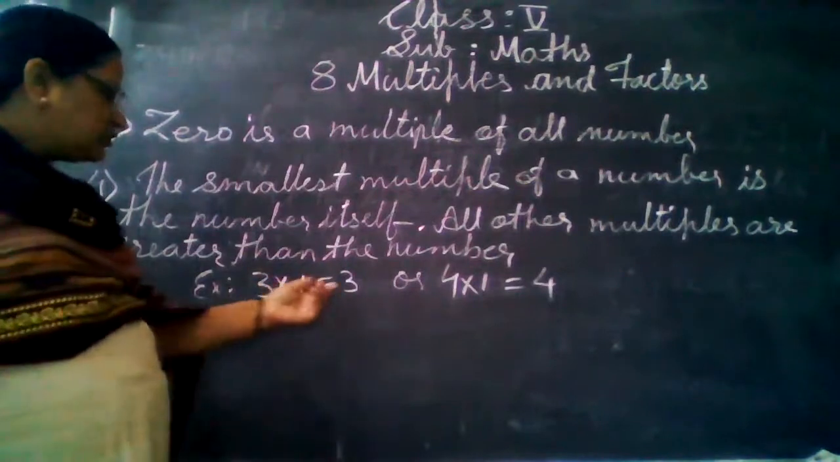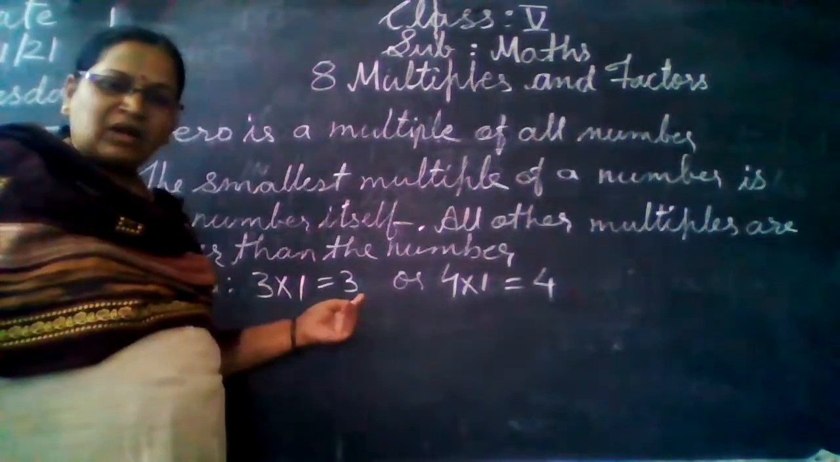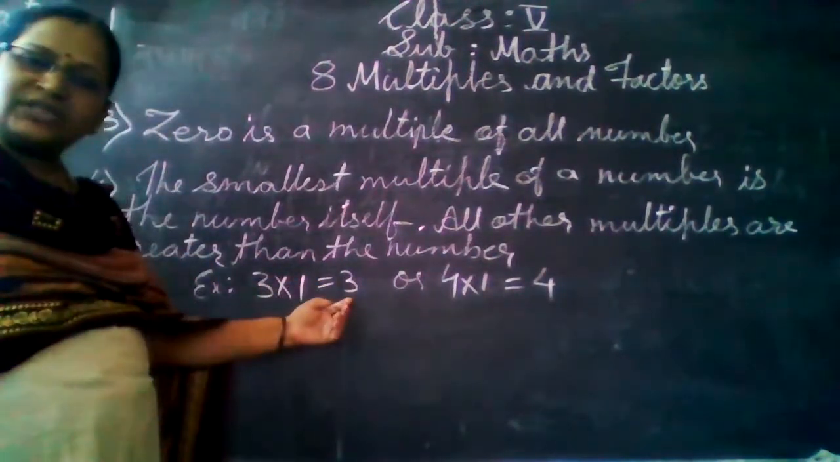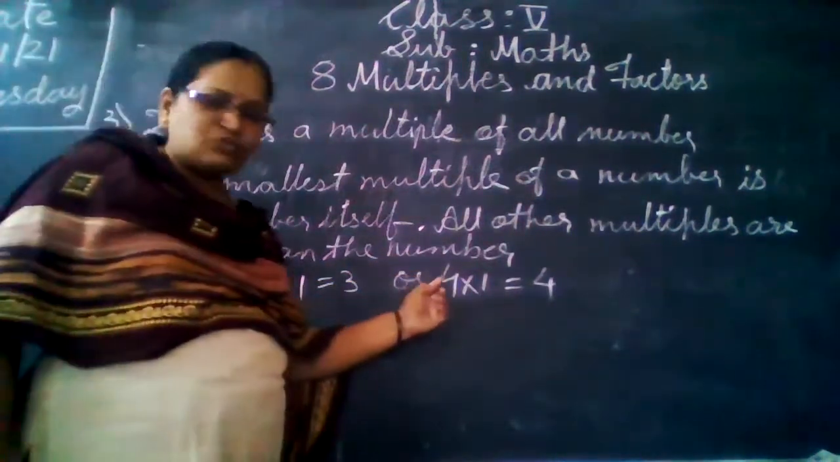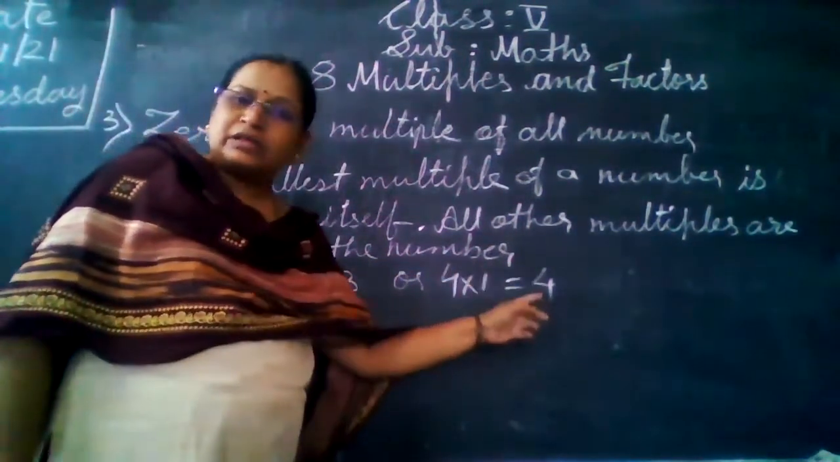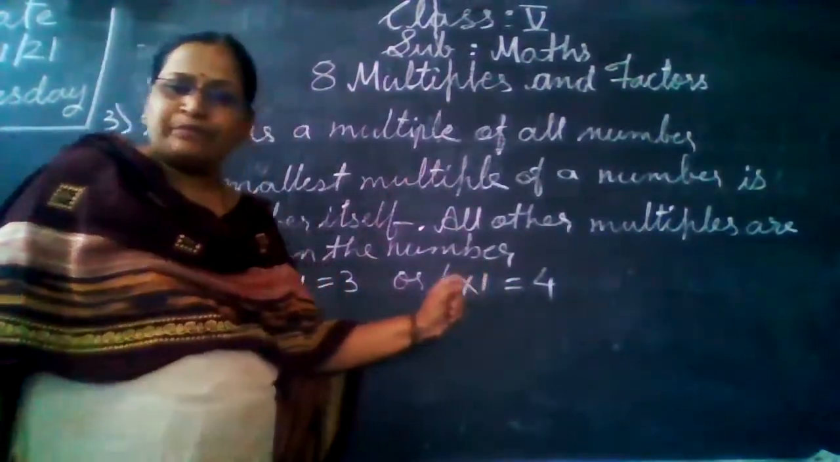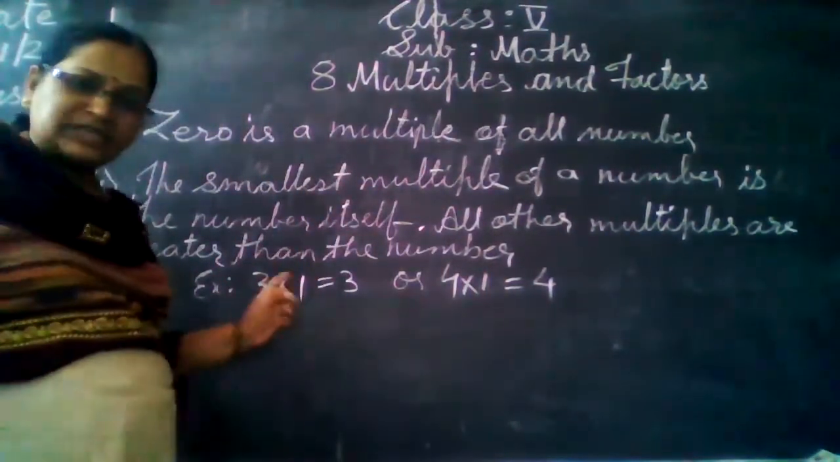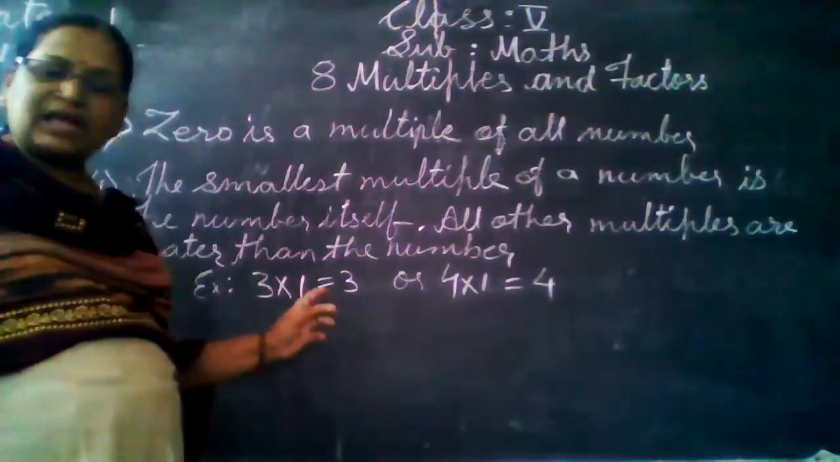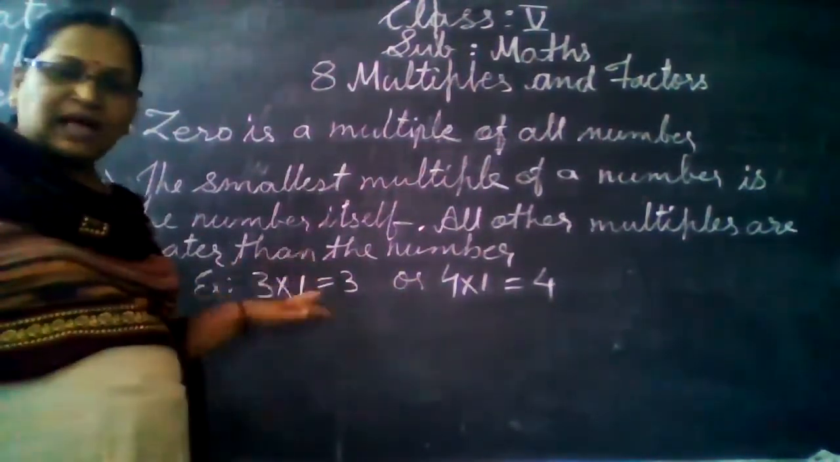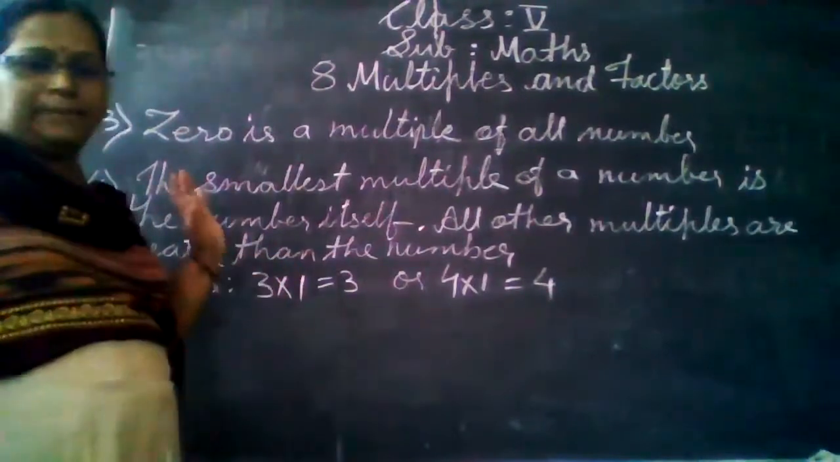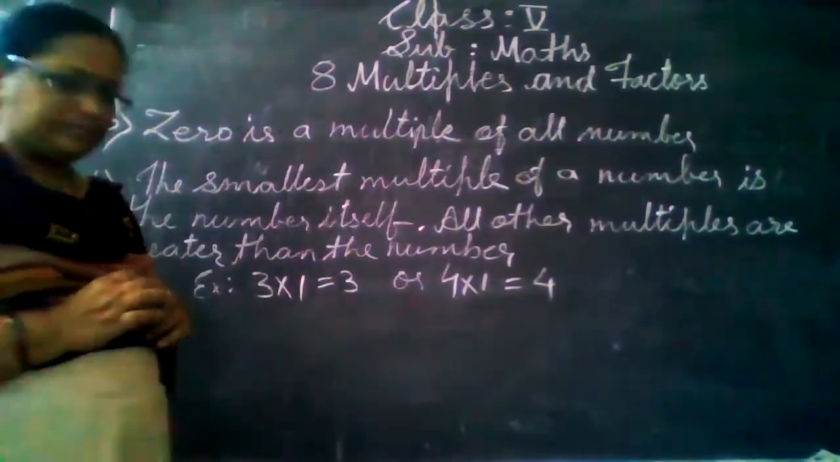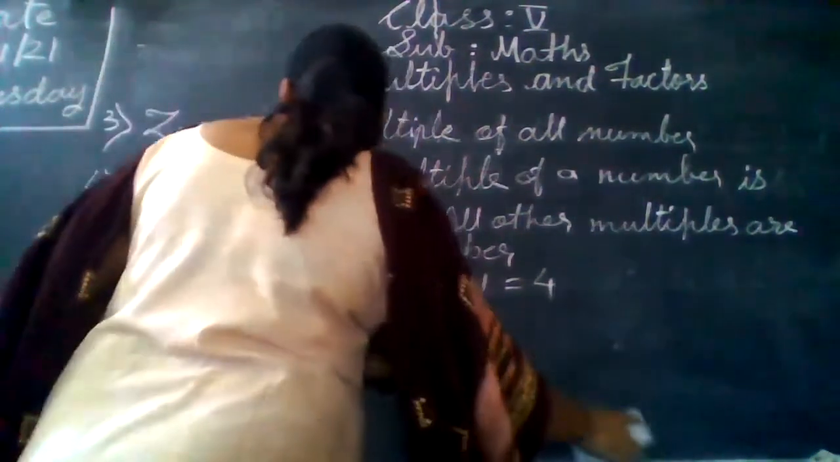Got it, beta? So what is the smallest multiple of 3? The 3 itself. What is the smallest multiple of 4? 4 itself. And other multiples: 3 multiplied by 2 is 6, 3 multiplied by 3 is 9. So other multiples are greater than the number. Got it, children?